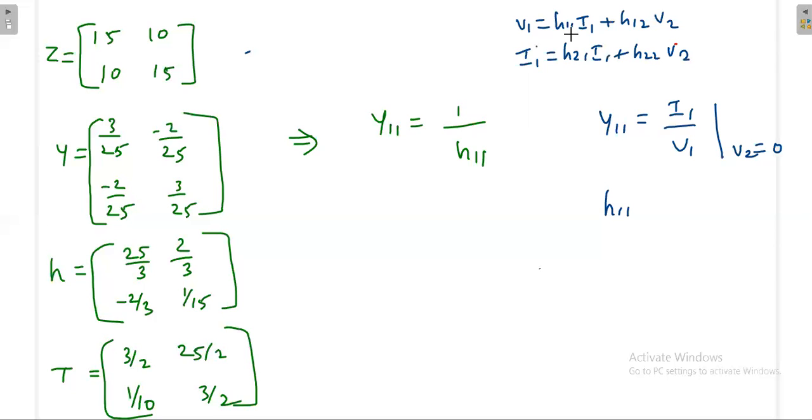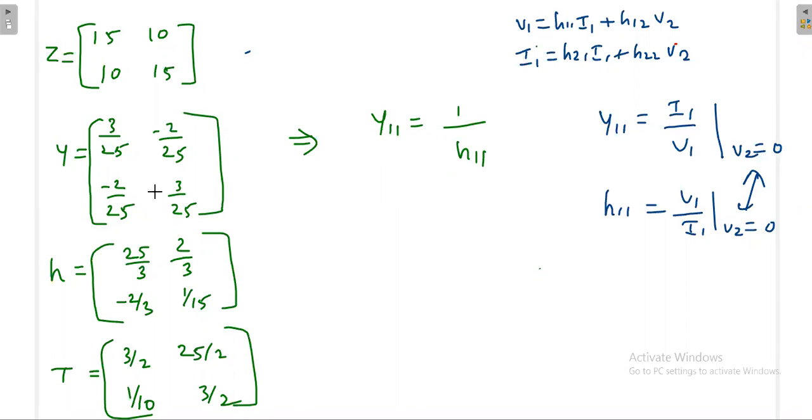Now if you compare, H11 is simply V1 divided by I1 when V2 is equal to 0. You see it here. Again, the network is the same. For the same network, you are short circuiting the output terminal. Here you are finding I1 by V1, here V1 by I1. That's why these are just opposite to each other. Y11 is equal to 1 by H11. So you have to observe here that under the same condition it is behaving this way. If the condition is different, if it is short here, open here, then you will not get this relationship. So you have to be a little bit careful. Whenever I write Y11 is equal to 1 by H11, it is actually happening inside the equation.